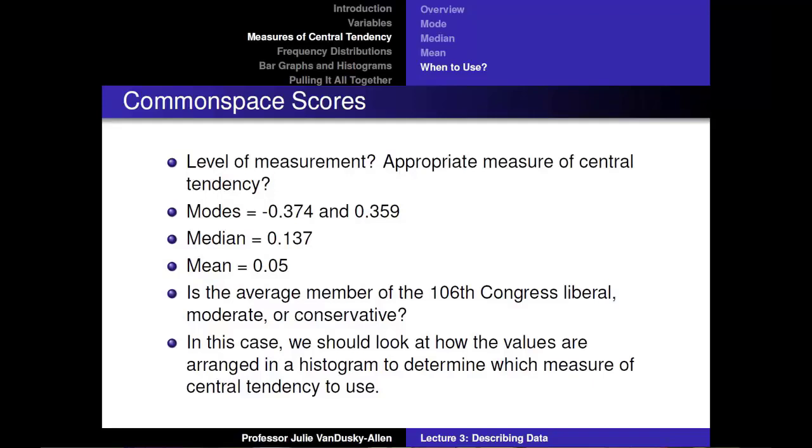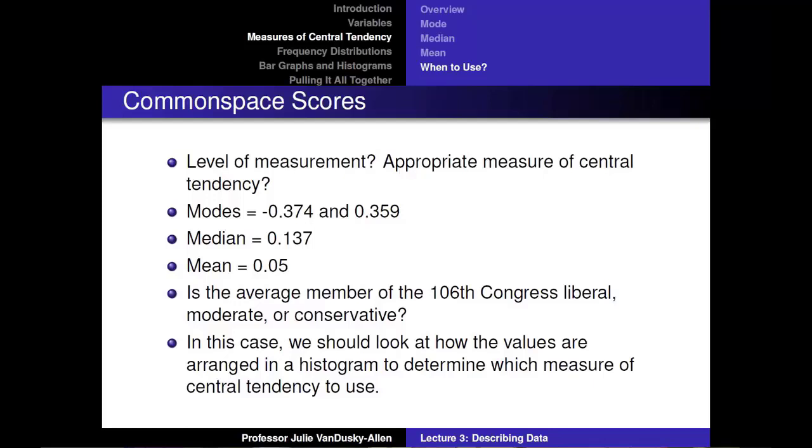According to the modes, the typical members of the House are either liberal, with a score of negative 0.374, or conservative, with a score of 0.359. According to the median, the typical member is moderately conservative, with a score of 0.137. And according to the mean, the typical member is moderate, with a value of 0.05. So which one is correct?